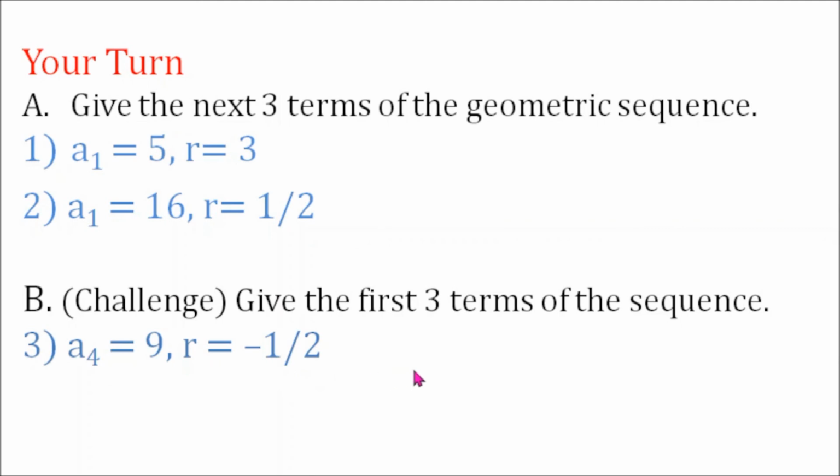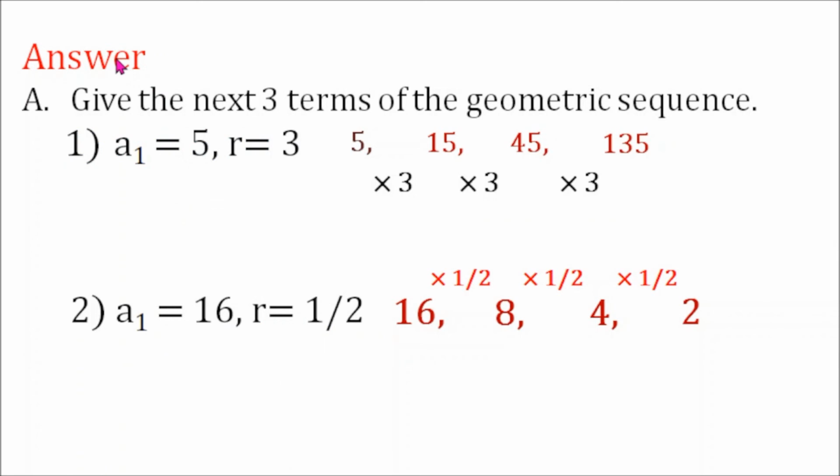I will now show you the answer. For number 1, the three terms are 15, 45, and 135. And for number 2, the next three terms are 8, 4, and 2.